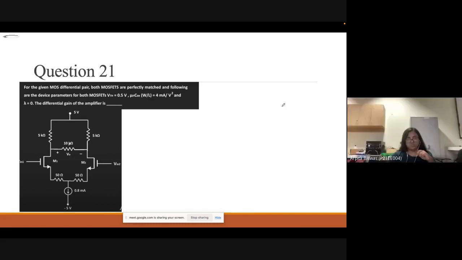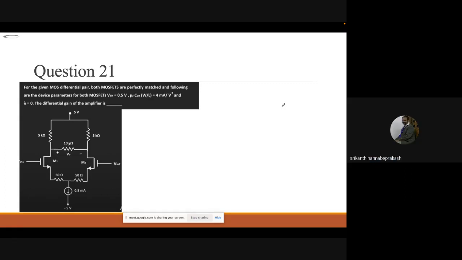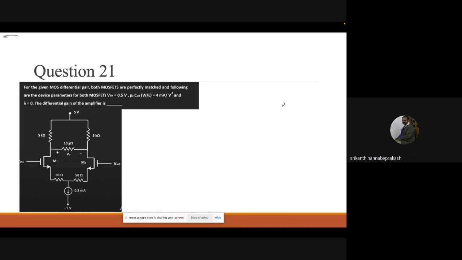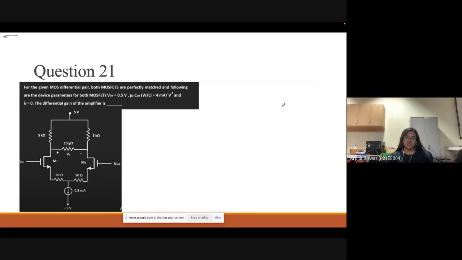Which value are you talking about? I am talking about GM, because the differential gain A is equal to GM into RD. I know that. But the GM value I am seeing now is GM equal to root of twice ID into mu and COX W by L.